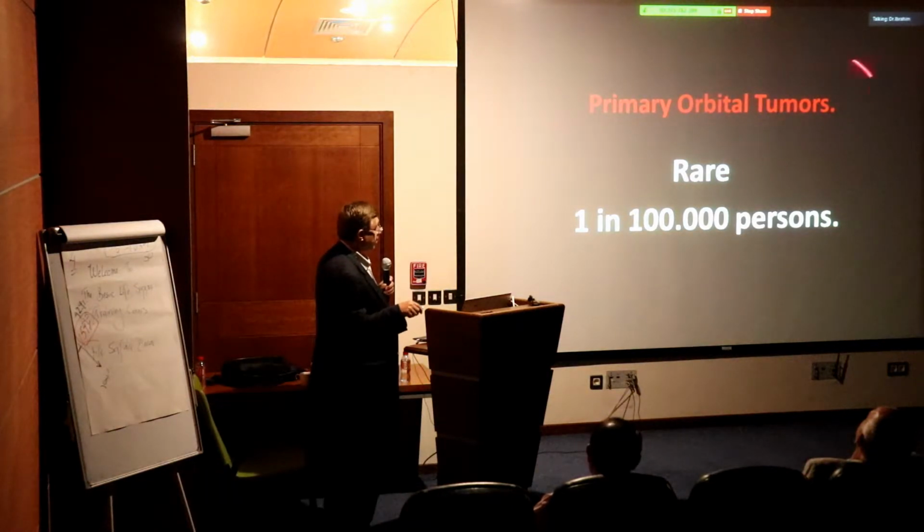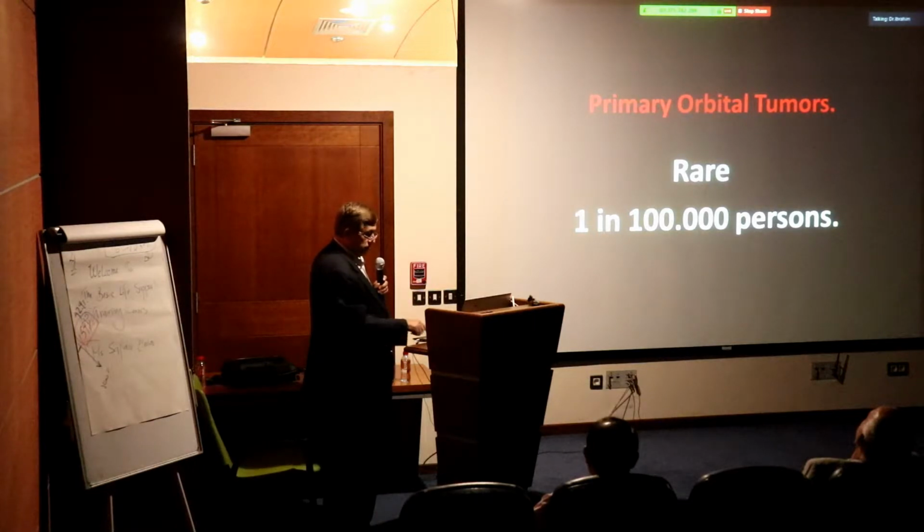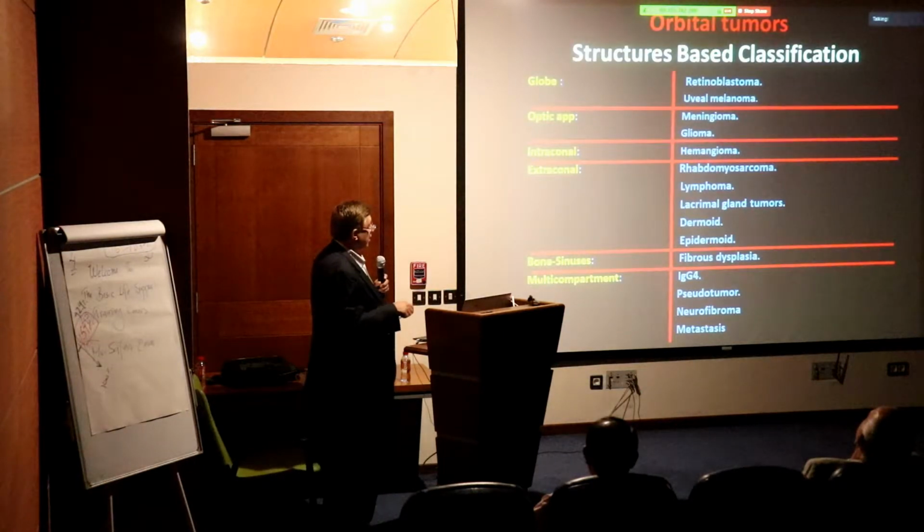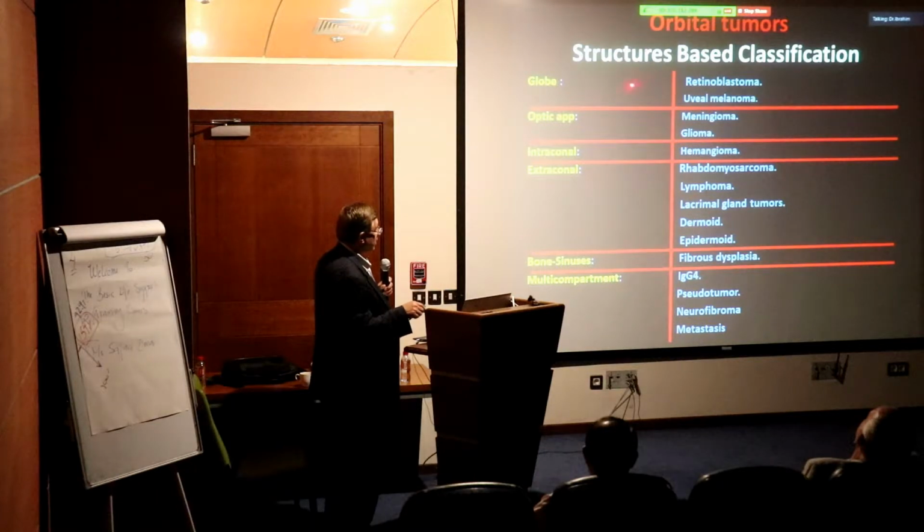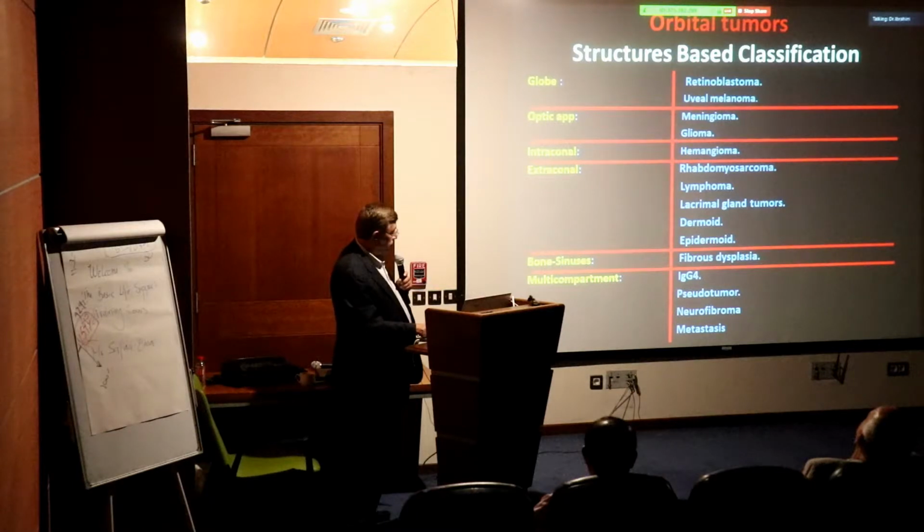So we'll speak about the primary orbital tumors. They are rare. And it's best to think about them in terms of structures. What tumors affect the globe? Neuroblastoma, uveal melanoma. What tumors affect the optic nerve? Meningiomas and gliomas. What tumors affect the intraconal space? Hemangioma. Extraconal, these carcinomas, rhabdomyosarcoma, etc. So there may be extension from the bone and the sinuses to the orbit, or there may be something affecting multiple compartments. This is the best way to think about orbital tumors.